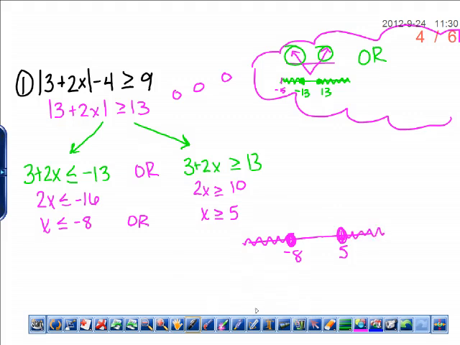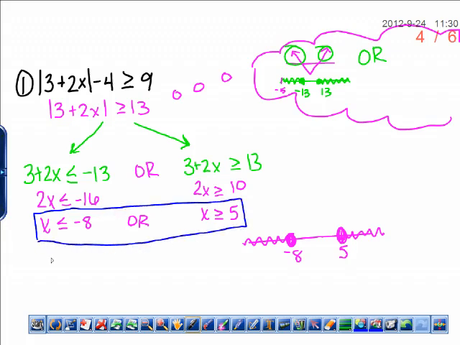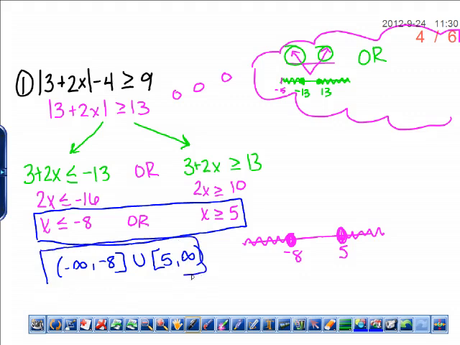Did I finish as an OR? Yes. Awesome. So that means your final answer can be written in 2 ways depending on how you're asked. If you're asked for inequality notation, that is your final answer. If you were asked for interval notation, what's your final answer going to be? Questions? You okay? All right, cool.